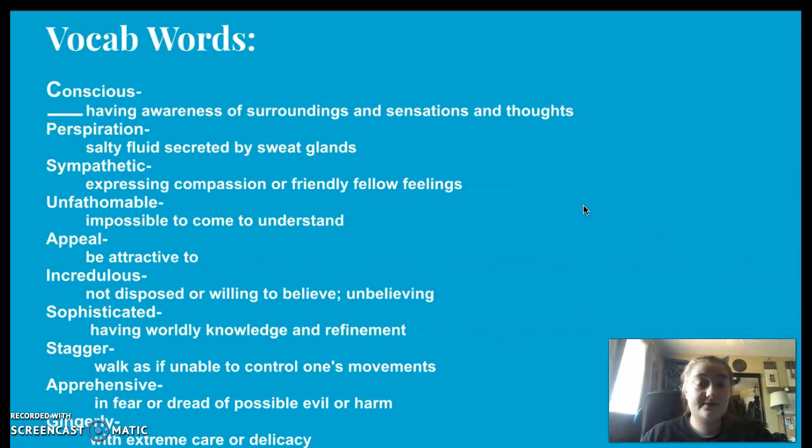These are the vocabulary words from the first chapter that I chose. These are all words that are very recognizable in our everyday lives, but for 7th graders, these are words that they're acquiring. So: conscious, perspiration, sympathetic, unfathomable, appeal, incredulous, sophisticated, stagger, apprehensive, and gingerly.